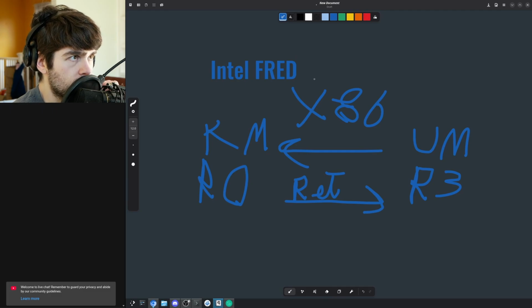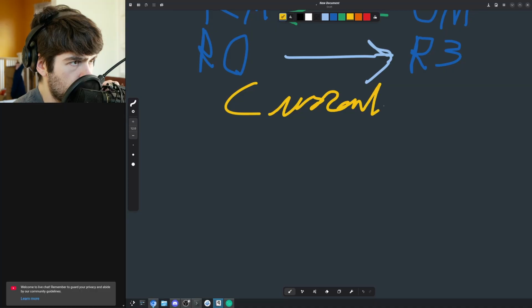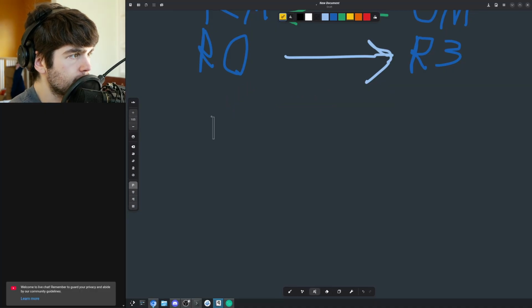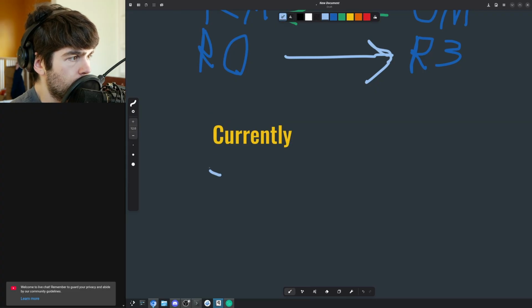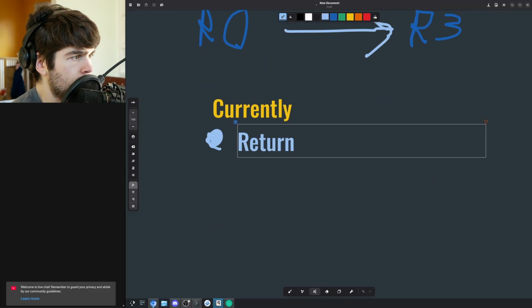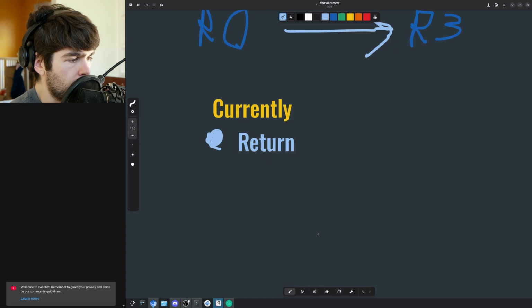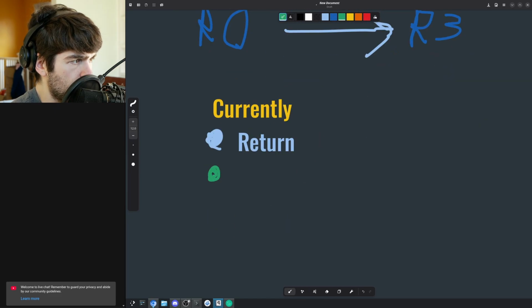Let's make this another color. So if we do this, I need to write currently. So the blue is from secure to unsecure. So those would be return. Well, if we look for the green, sorry, I'm trying to focus, okay?